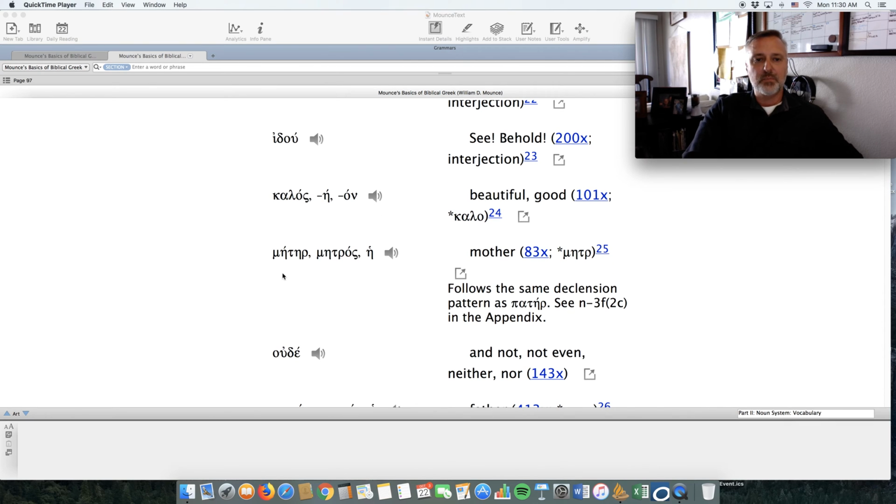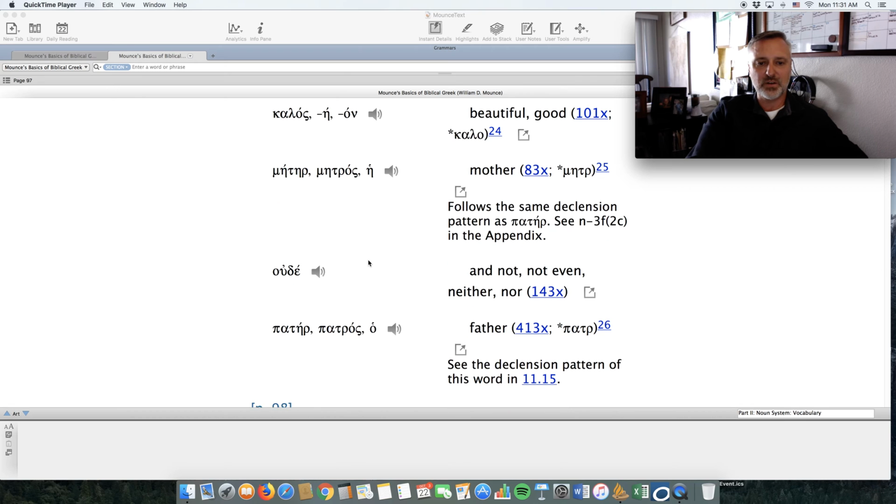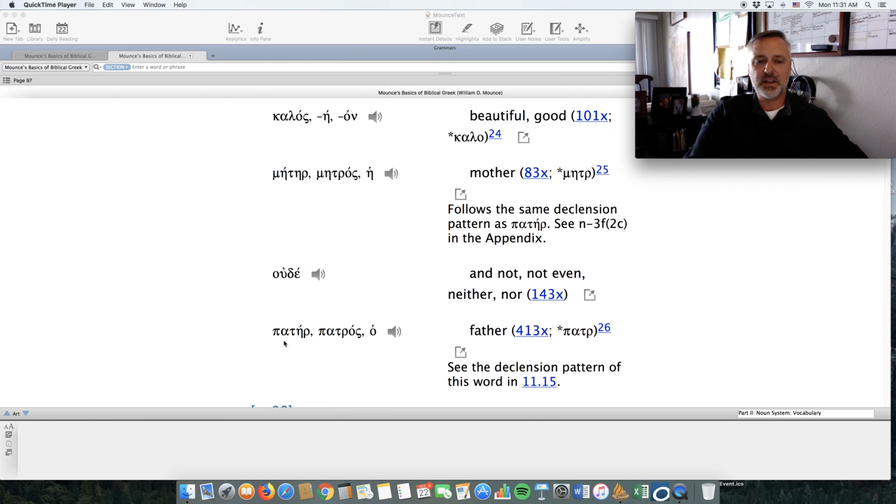All right. Mētēr, mother. Notice that the stem of mētēr is, here's mētēr, but mētros is our genitive singular form because it is third declension. That's a genitive ending there. And mētēr, as you might imagine, is feminine, mother. As opposed to patēr, which we're going to see down here. Patēr is father, and patros is the genitive singular form. Ho patēr, hē mētēr. So mētēr and patēr go together, mother and father.